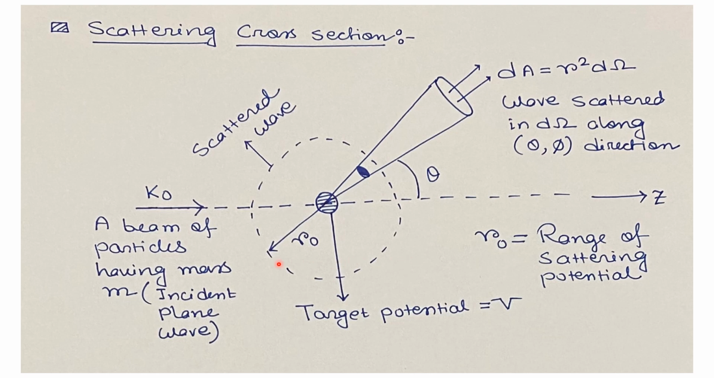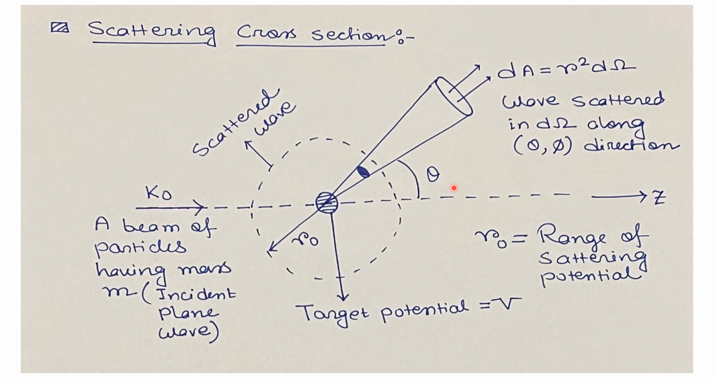So basically, when the beam of particles is within this sphere of radius r0, they will feel the effect of the target potential. So they will experience a force and they will get scattered. But after scattering, when they come out of this sphere, they cannot experience the effect of the target potential there. So they will act as free particles outside this sphere of radius r0, and they will move along a straight line. The angle between the initial and the final straight line is known as the scattering angle, that is denoted by theta here.